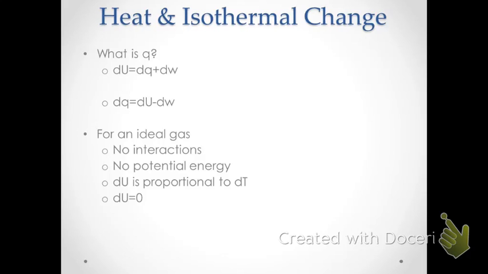We'll talk about that later in the semester. So since dU is equal to 0, then we go back to our equation here, and we'll find that under conditions of an isothermal process, dq, the heat transferred, is equal to negative dw.